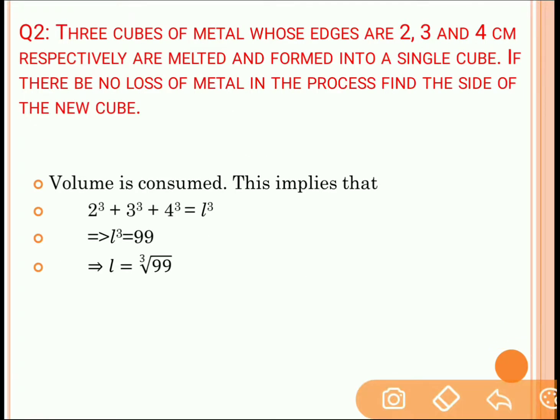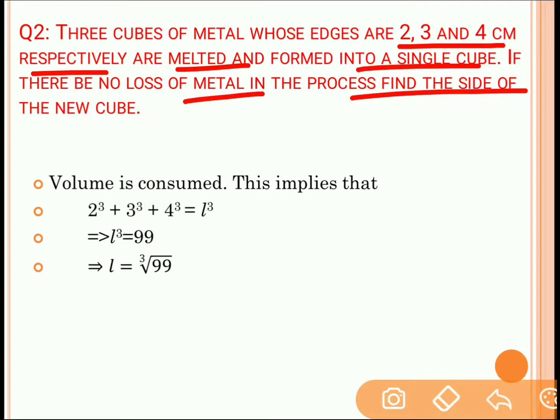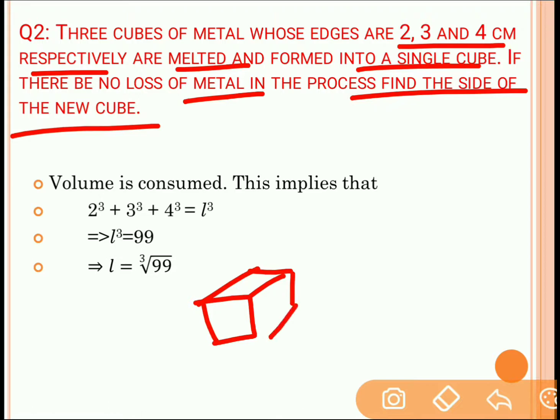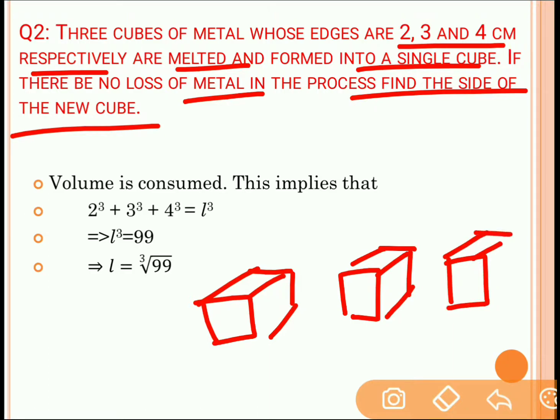Three cubes of metal whose edges are 2, 3 and 4 centimeter respectively are melted and formed into a single cube. If there is no loss of metal in the process, find the side length of the new cube. Now in this case, there are total 3 cubes. So these are 3 cubes over here.